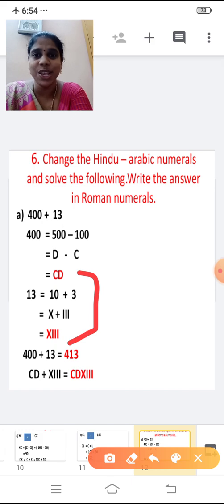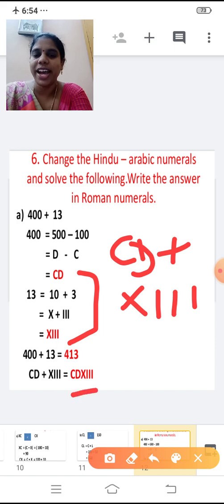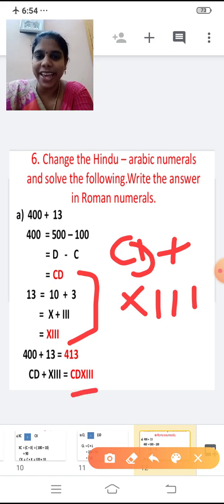400 plus 13 is 413. Or else add this directly. CD plus XII. Add CD, XII. Add all together. Answer will be CD XII. CD plus XII is CDXII.